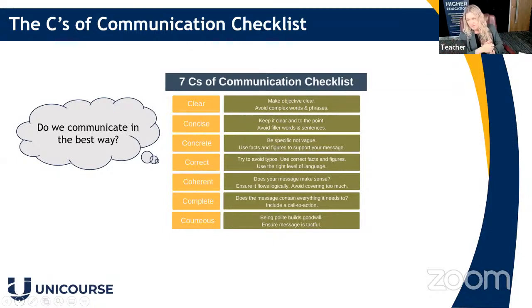Also, this 7 C's communication checklist can be adapted a little bit. There's a few variations really. Some people add credible, and this is especially important when delivering information to a brand new audience. So it's them having confidence in what you're giving, you showing that you are credible to deliver that information that they're going to be receiving.